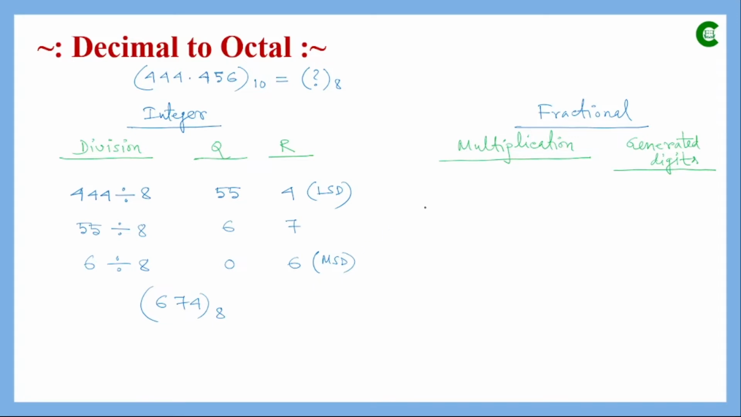Now next we will proceed with our fractional part, and for that we know that we will multiply by 8, the base of that number system. So here the fractional value is 0.456 and that we will multiply by 8. When we do that, the result of multiplication will be 3.648. So we will record the integer part of this result of multiplication and take the fractional part, which is here 0.648, and we will continue with our multiplication.